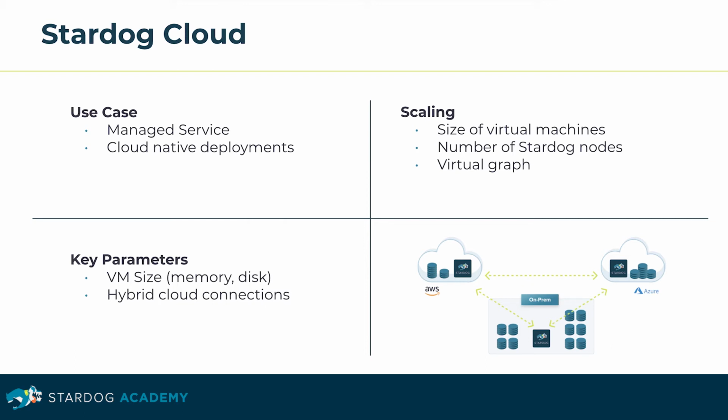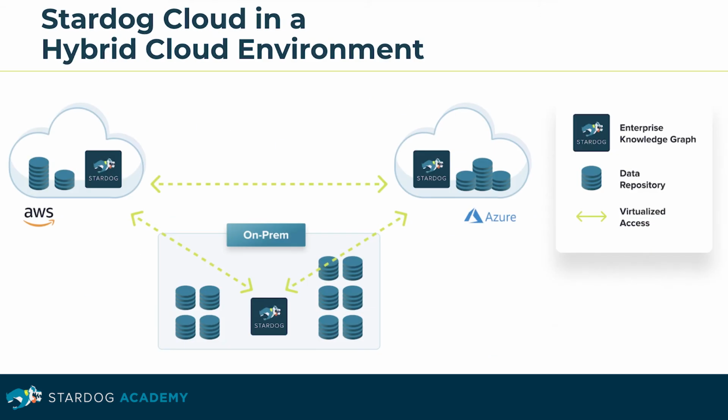First will be the virtual memory and disk configuration, as well as the hybrid cloud connections: is this going to be in a heterogeneous cloud environment or combined with some form of on-prem Stardog installation? Looking at this a little bit further, we can see here a type of hybrid cloud environment deployment where we have Stardog running in the AWS cloud, Stardog running in the Azure cloud, and all working with an on-prem solution where different data repositories are in each environment and virtualization has been set up as a mesh between each of the different types of nodes.